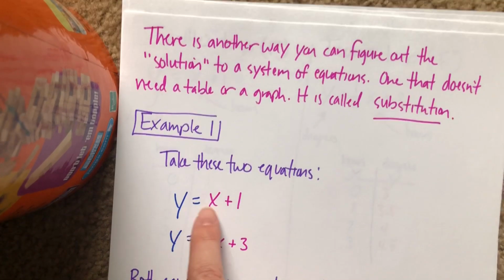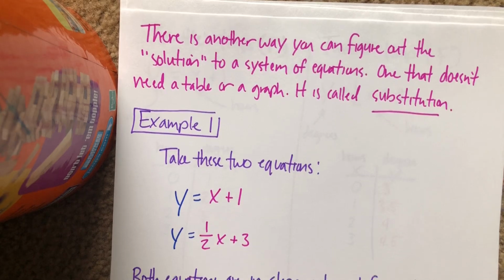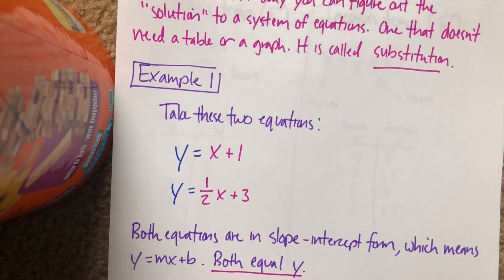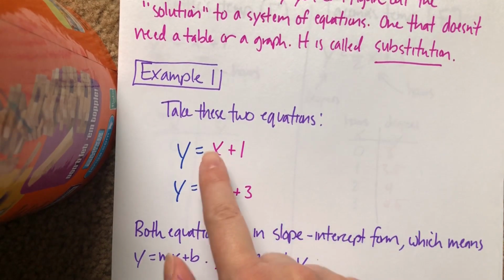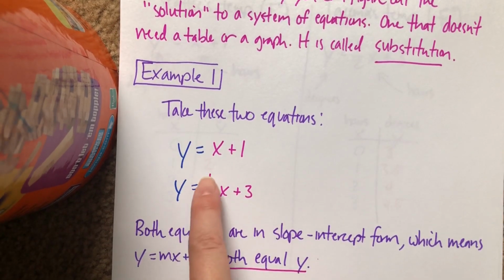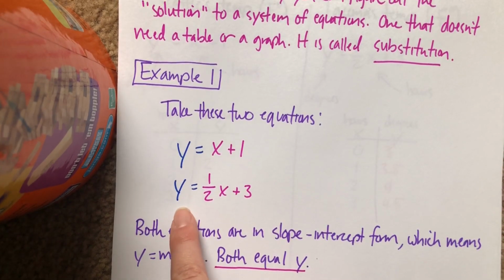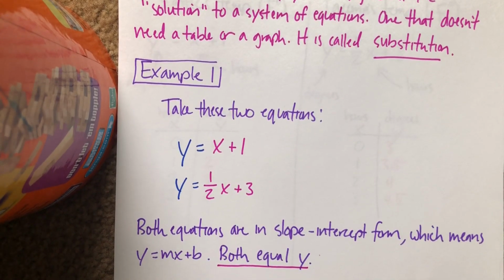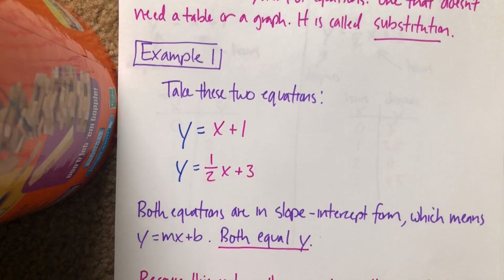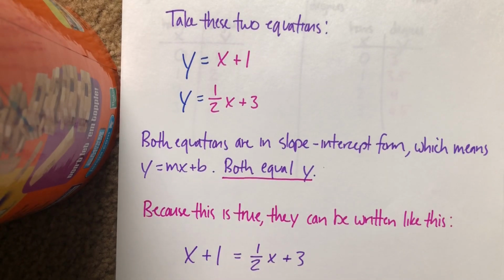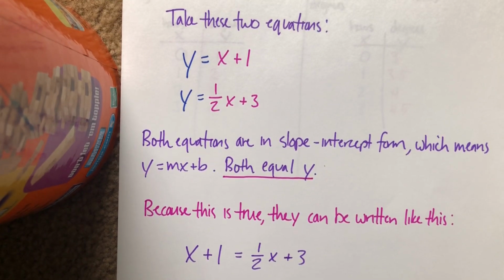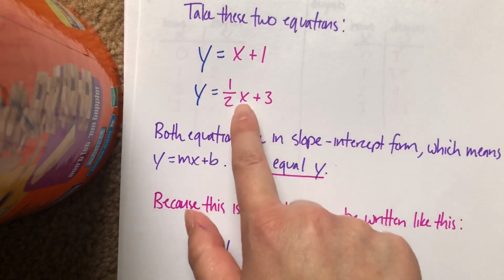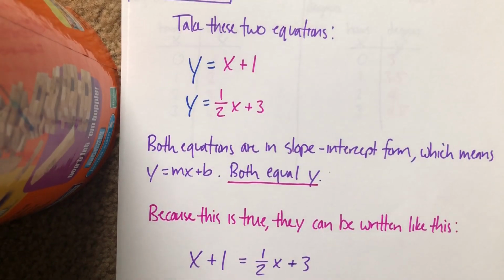This is y equals mx plus b and y equals mx plus b. Because the equations are in slope-intercept form, they both equal y. As in, x plus 1 is equal to y and 1/2 x plus 3 is equal to y. Because of this, we can write these two equations set equal to each other, like so: x plus 1 is equal to 1/2 x plus 3. Now, when I first learned this, I was very confused, but basically, if this is equal to y and this is equal to y, then they are essentially equal to each other.